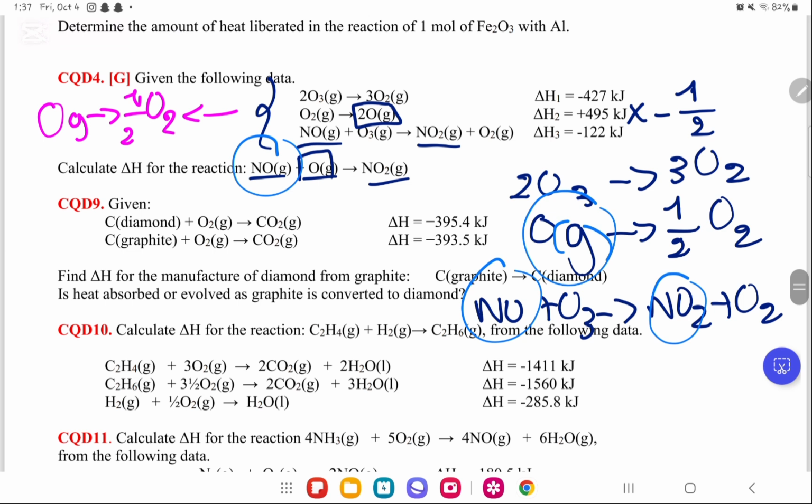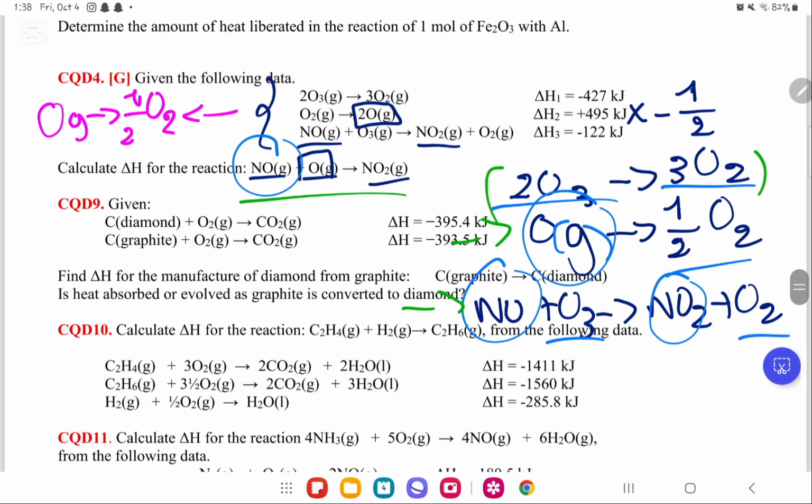Now, what do we need to remove? We need to remove the 2O3 and the O3, and the 3O2 and the 1/2O2 and the O2. But this is very, very tricky. Why? Because we cannot touch this one. We cannot touch this one because they will affect what we need for our reaction. So what's the only equation we can touch? We can touch this one, okay?